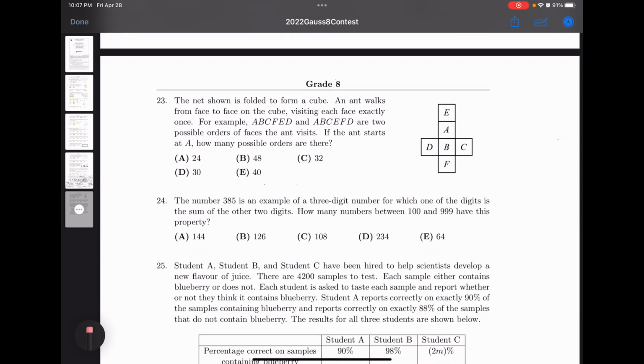Question 23. The net shown is folded to form a cube. An ant walks from face to face on the cube, visiting each face exactly once. For example, A, B, C, F, E, D and A, B, C, E, F, D are two possible orders of faces that the ant visits. If the ant starts at A, how many possible orders are there? Alright, so if I want to visualize the cube, it should look something like this.